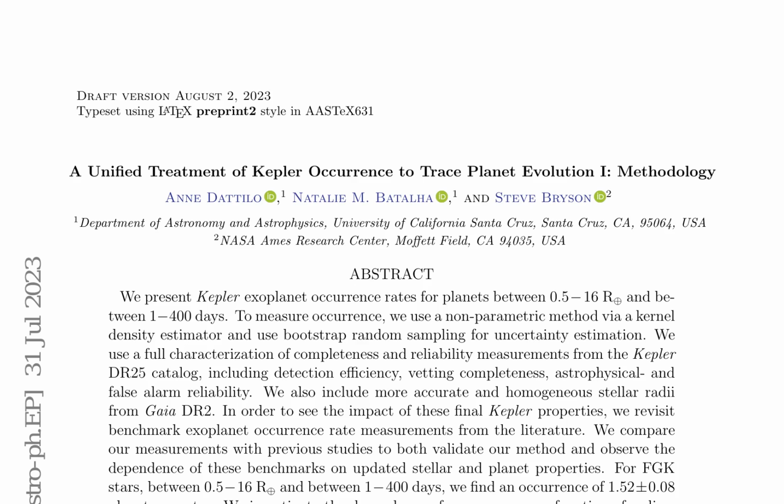Occurrence rates are also measured as a function of stellar type, confirming that occurrence increases towards cooler stars. Total occurrences are found to be 1.05 plus or minus 0.09 planets per possible planetary system for F stars, 1.26 plus or minus 0.09 for G stars, and 1.61 plus or minus 0.13 for K stars.